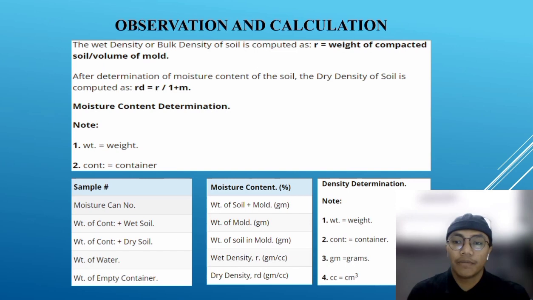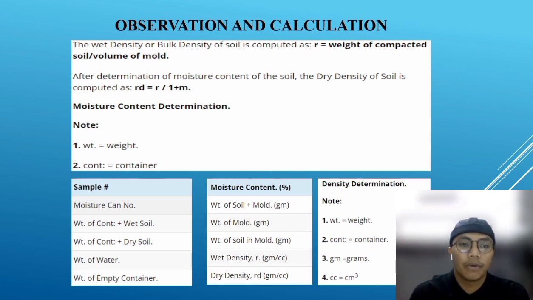Hi and Assalamualaikum. My name is Muhammad Irfan Ali bin Zakaria and my matrix number is F2060. So for observation and calculation, the wet density or bulk density of soil is computed as R equal to weight of compacted soil per volume of mold. After determination of moisture content of the soil, the dry density of soil is computed as RD equal to R per 1 plus M. Moisture content determination.